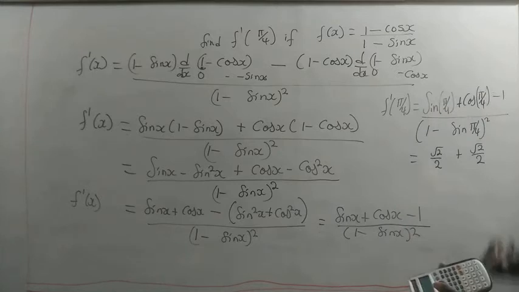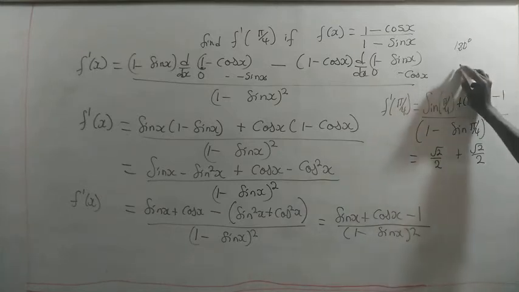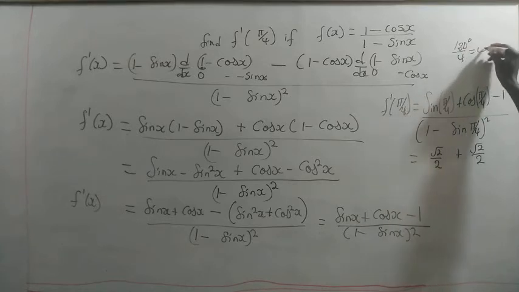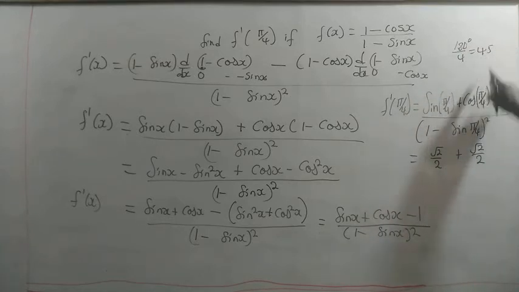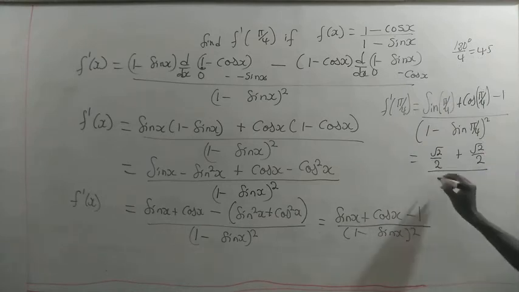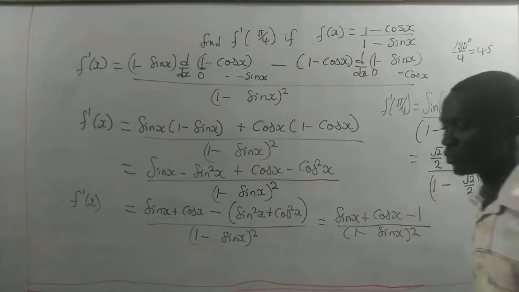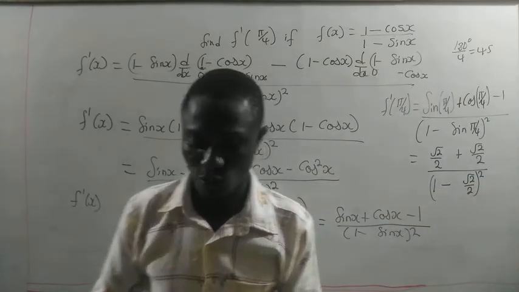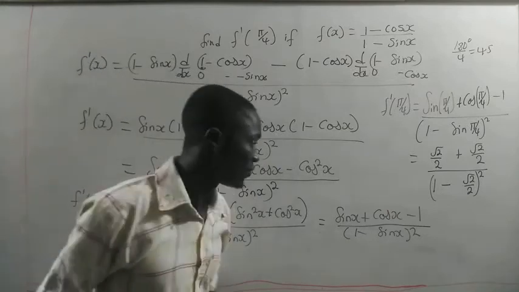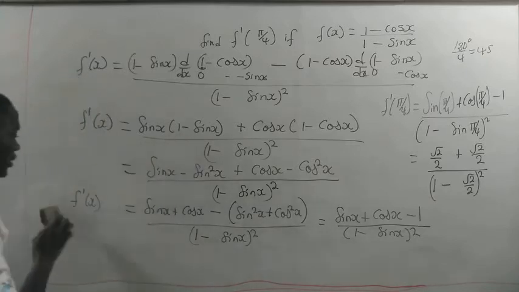This is pi on 4. Pi equals 180 in degrees. So if we divide it by 4, then we get 45. So we see that sine 45 is the same as cosine of 45. All divided by 1 minus root 2 on 2 all squared. So let's see how we do this. This is also part of the question, and very important to the question. Let me clean this first.